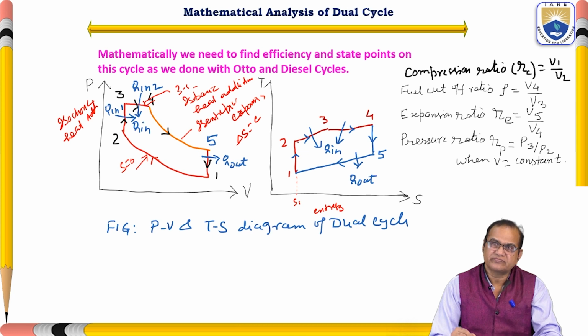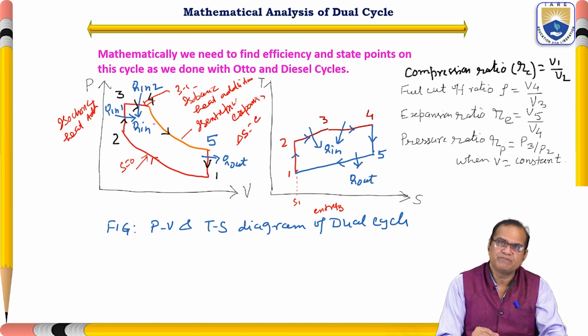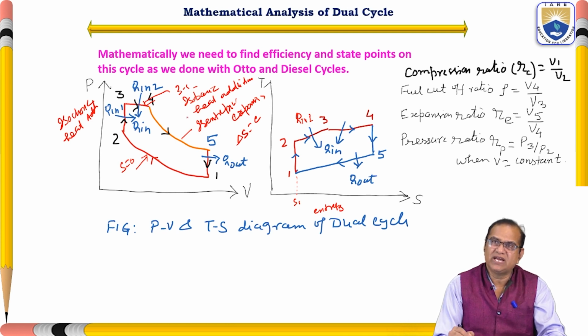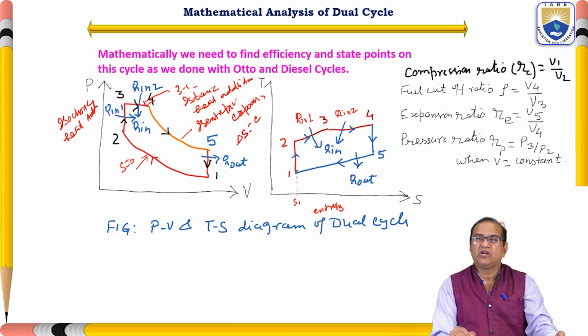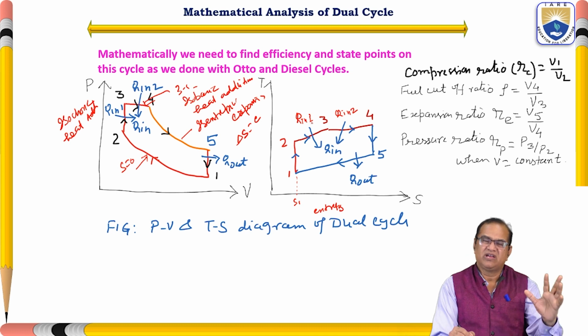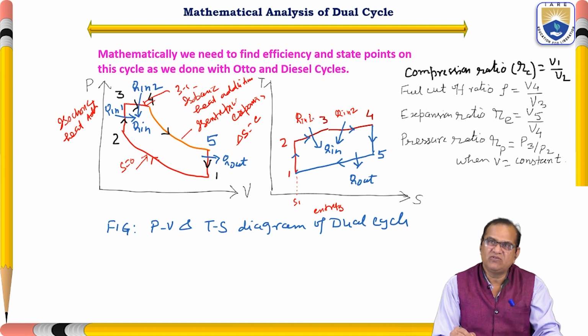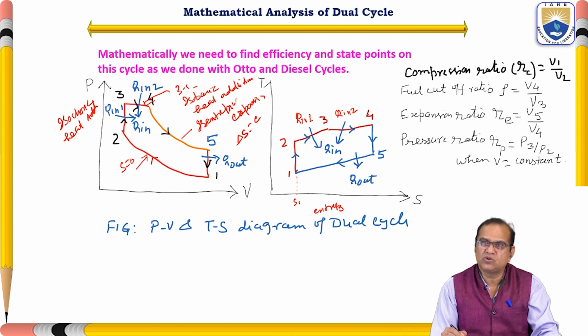In this, the 2 to 3 process has more slope than the 3 to 4, because 3 to 4 is a constant pressure process and 2 to 3 is a constant volume process. Here heat Q in 1. This is Q in 1. And if you see the next one, 3 to 4, it is Q in 2. So here two ways of heat addition are present, Q in 1 and Q in 2.